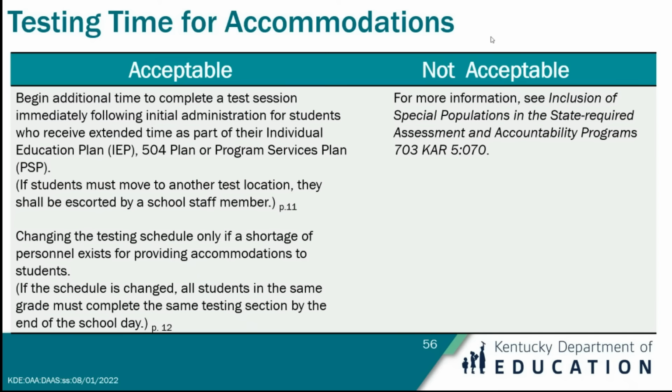Where appropriate, assistive technology should be considered for use during instruction so that it may be available during testing. Assistive technology lowers the number of humans needed to provide accommodations. However, if a shortage of personnel occurs, the test schedule can be altered to meet student needs. Changing the testing schedule due to a shortage of personnel for providing accommodations does not mean changing the order of the test.